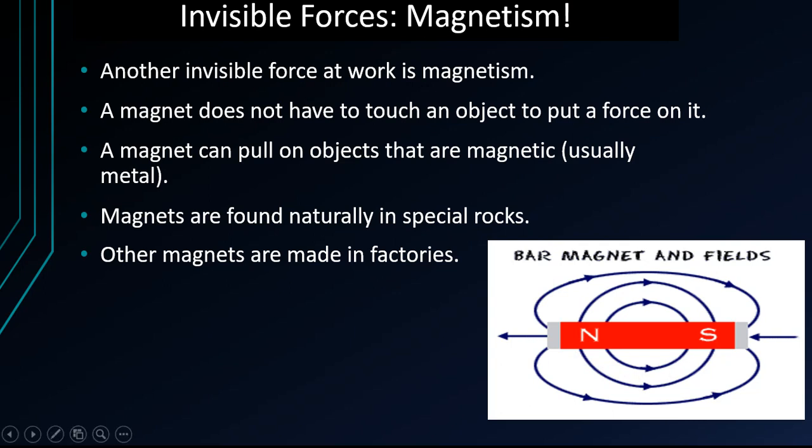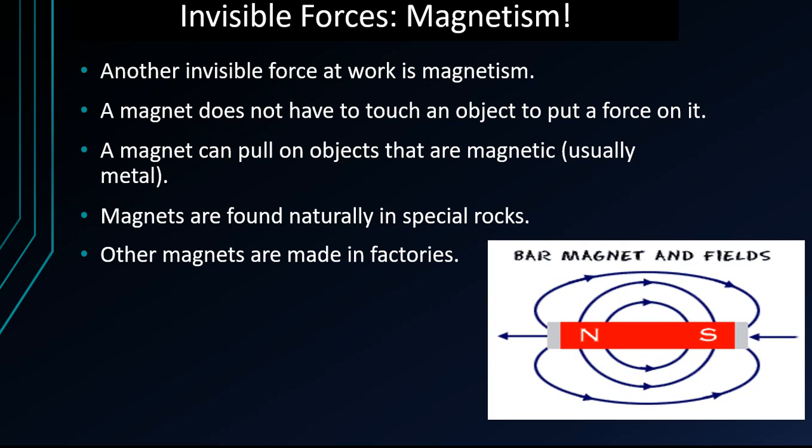A magnet can pull on objects that are magnetic, usually metals. And magnets are found naturally. They're in a mineral called magnetite. They were originally discovered on a Greek island called Magnesia, and that's why they have the name magnet, actually. Other magnets we can make. In fact, most of the magnets we use in science class have been made in a factory.